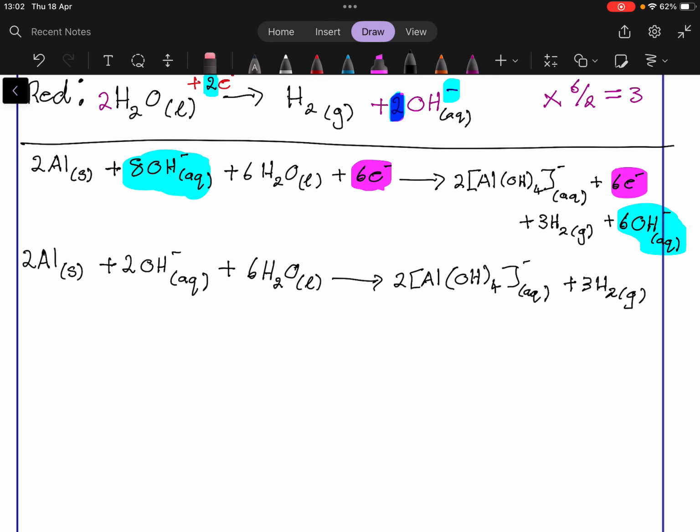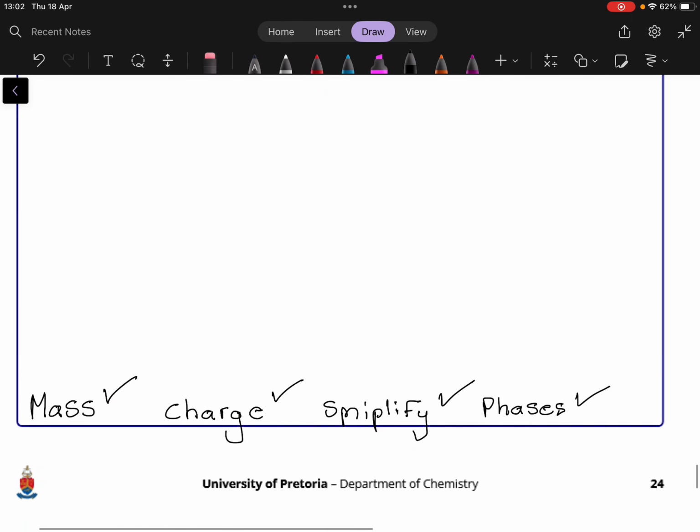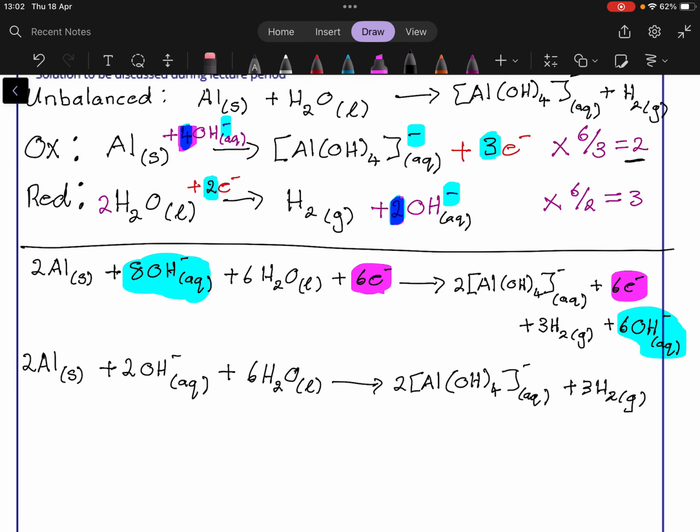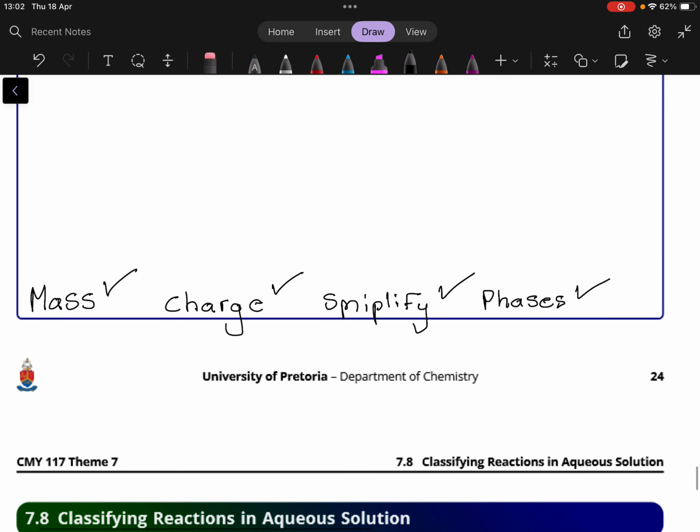So aluminium solid, so the aluminium metal. The hydroxide base needs to be aqueous. Water is always a liquid. Aluminium hydroxide complex is in aqueous solution, and hydrogen is a gas. So we've checked that, so you can do your checklist there. I find it quite helpful to have the checklist as such.